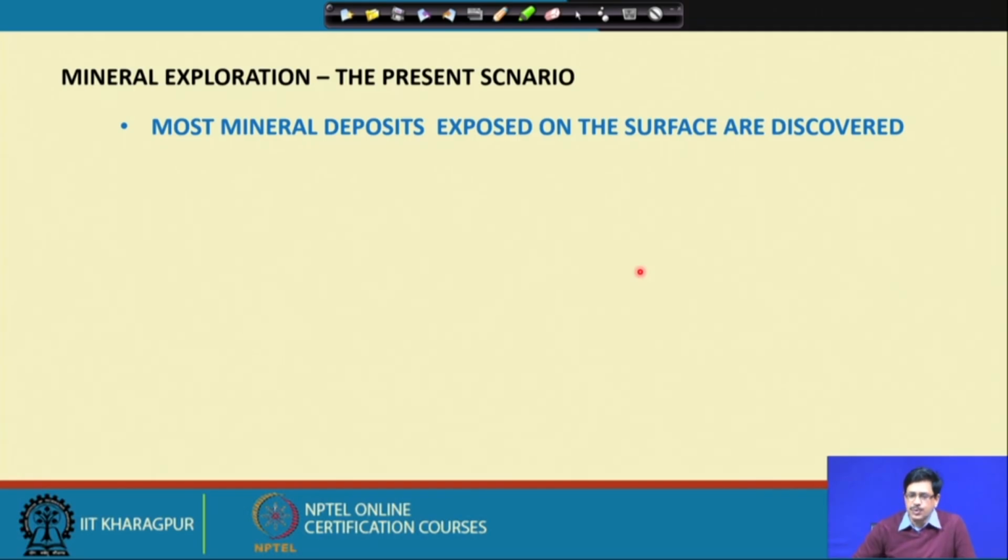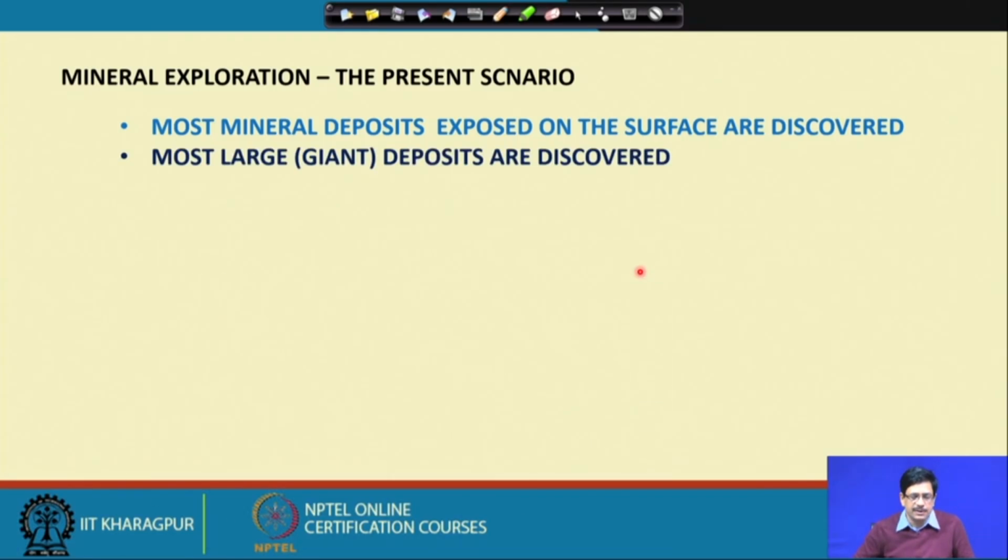So, those deposits which are exposed on the surface could be easily discovered by the early explorers. Also, most large giant deposits are discovered, because the larger the deposit, the easier it is to discover it. We sometimes use the word giant deposit, meaning a deposit which has a very huge quantity of the metal. For example, some of the gold deposits in the Abitibi province like McIntyre Hollinger mine, and we can also think of a mine like Kolar in India, which could be labeled as a giant deposit compared to the ones which are much smaller.